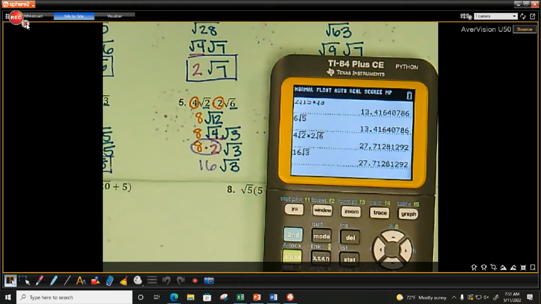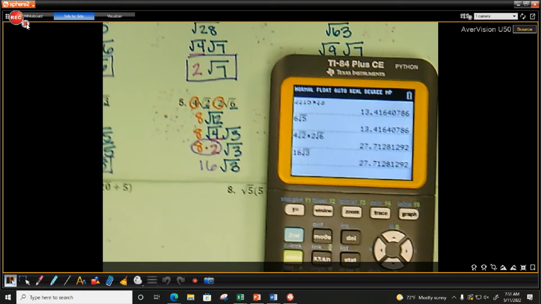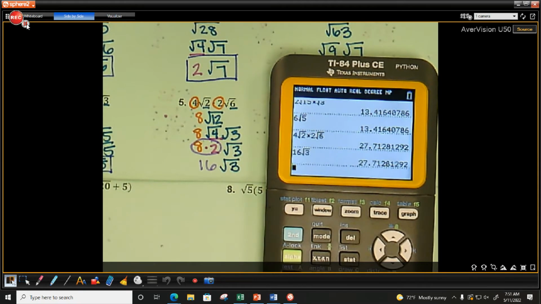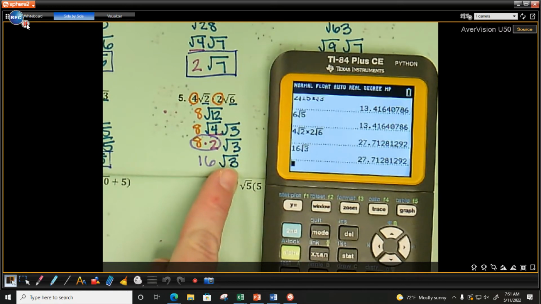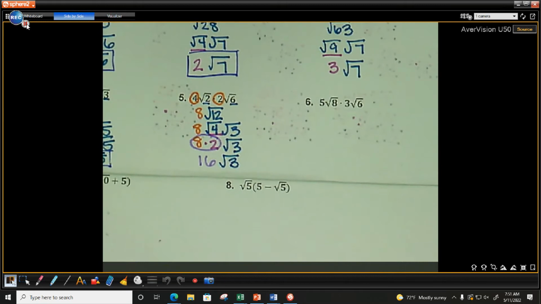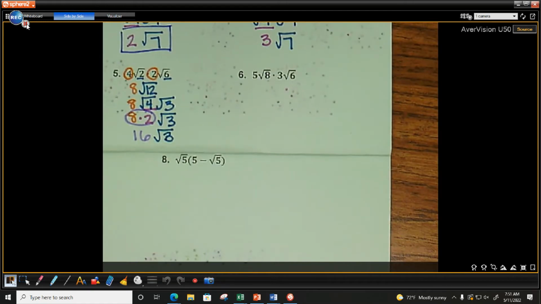Also, not only because I have equivalent decimals is this my correct answer. What else makes this my answer? What has to be true? Where is the prime number? The radical. Yes, the radical cannot be divided by any perfect square. 3 is prime, so I know this is fully simplified. Good? Can we do number 6 on our own? Do it.